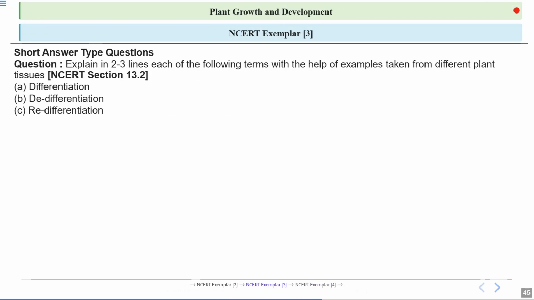Next question. Explain in 2-3 lines each of the following terms with the help of examples taken from the different plant tissues. This question is based on NCERT section 13.2. A. Differentiation. B. De-differentiation. C. Redifferentiation. Let us see the answer.